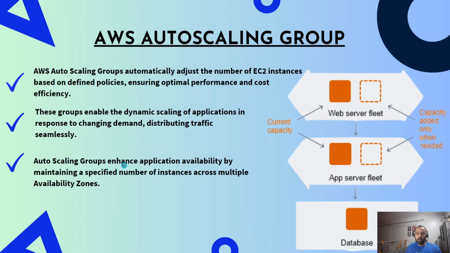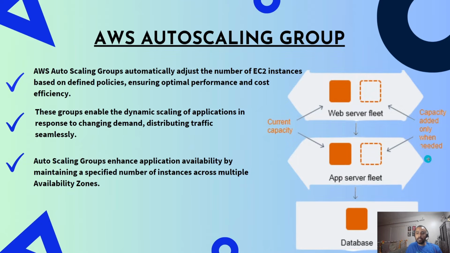Apart from that, auto scaling groups enhance application availability, as if any of your application servers goes down, another one automatically comes up, so it keeps your business going without any downtime for your users. So that is why it says that auto scaling groups enhance application availability.